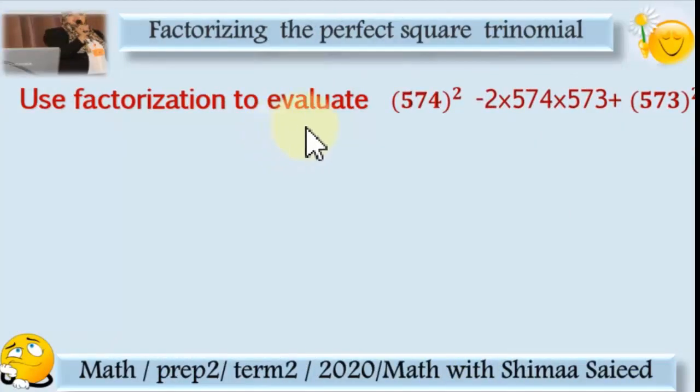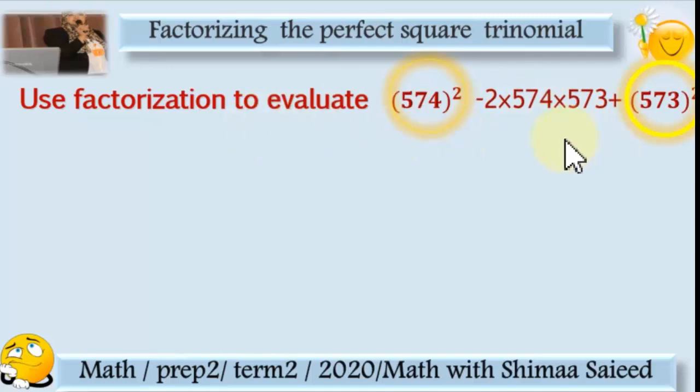Now use factorization to evaluate 574 all power 2 minus 2 times 574 times 573 plus 573 all power 2. Okay. You can say the first term is a perfect square, number power 2 is a perfect square, and the third term is a positive sign for number power 2, which is a perfect square. The middle term is 2 times the root of the first and the root of the third.